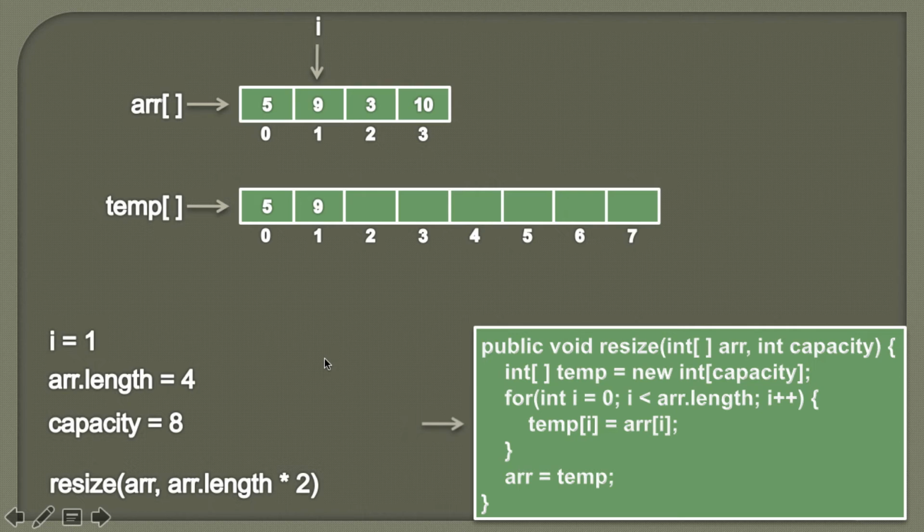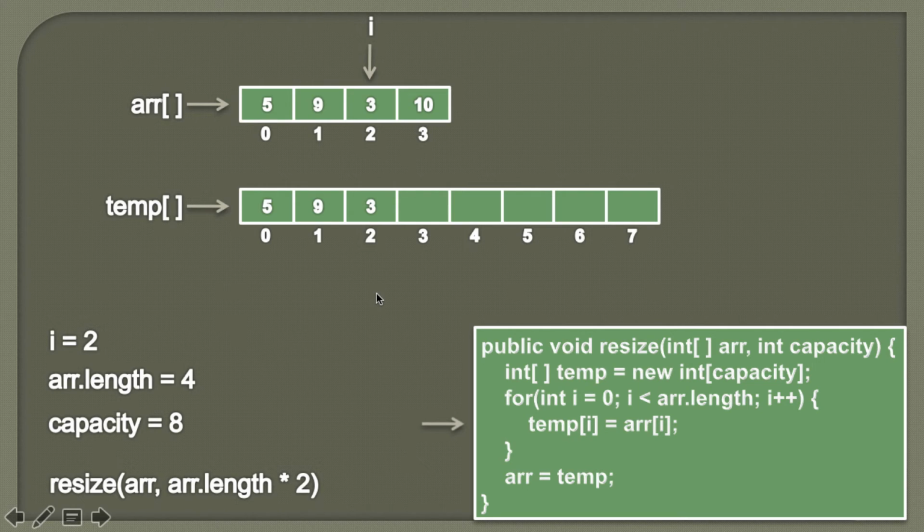Moving ahead, we'll increment the value of I by 1. So I becomes 2. It will point to the second index now. Now we'll copy the value at the second index to this temporary array. So it would look something like this. The 3 is copied from the second index to the temporary array at the second index.